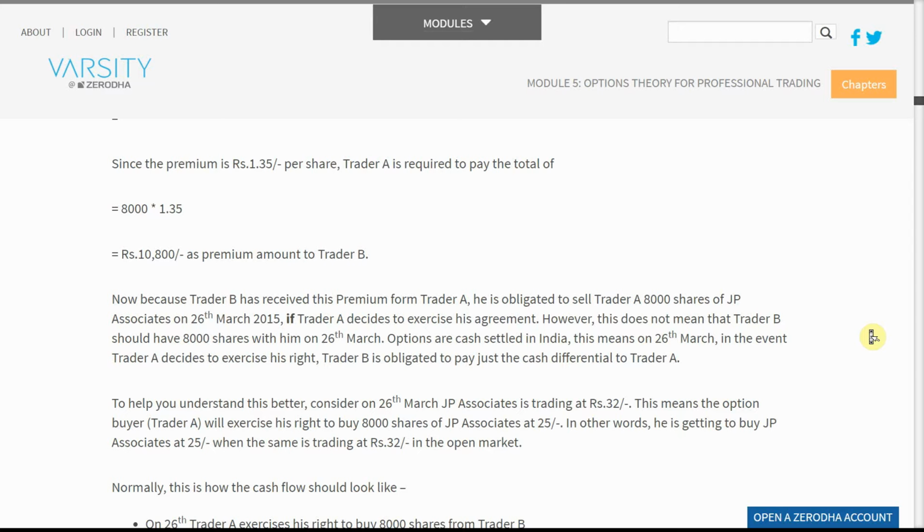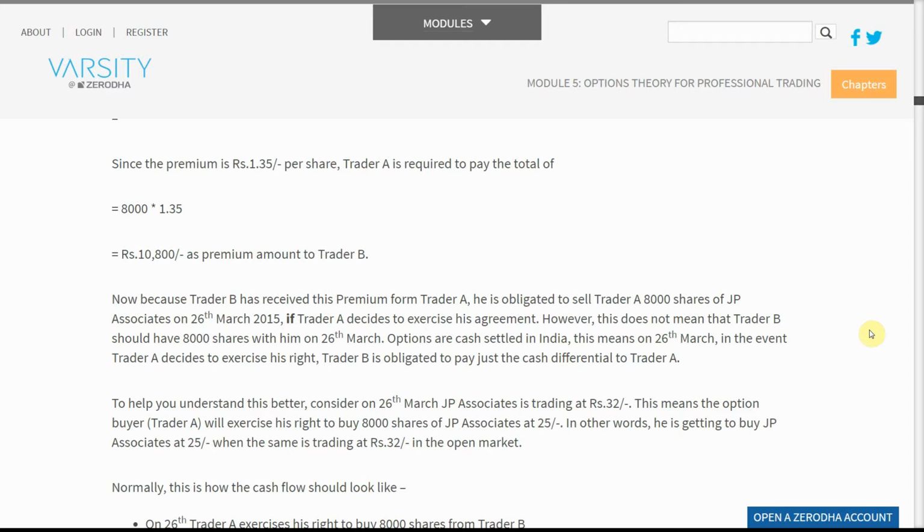If Trader A decides to exercise his agreement, however, this does not mean that Trader B should have 8,000 shares with him on the 26th of March. Options are cash settled in India. This means on the 26th of March, in the event Trader A decides to exercise his right, Trader B is obligated to pay just the cash differential to Trader A.